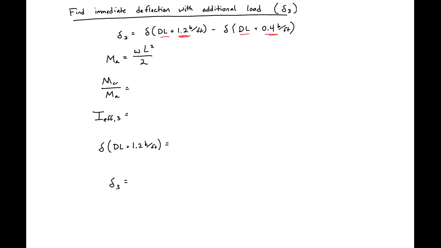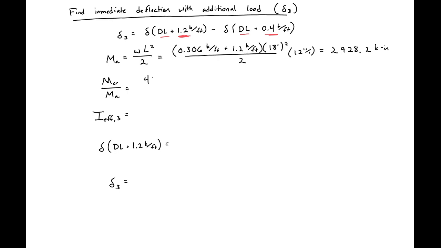So our first step is going to be to find the moment under the total load. Our total load here is going to be 0.306 kips per foot plus 1.2 kips per foot, times our length, 18 feet squared, all divided by 2, and then times 12 inches per foot to give us units of inches, which will give us a moment of 2,928.2 kip-inches.